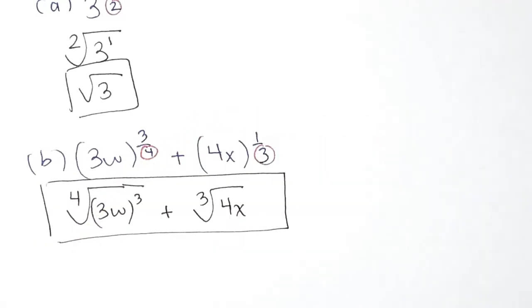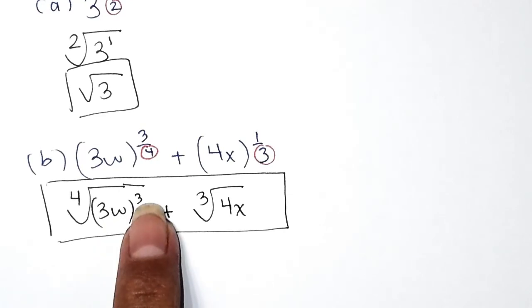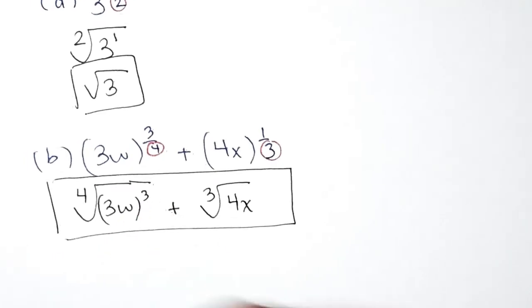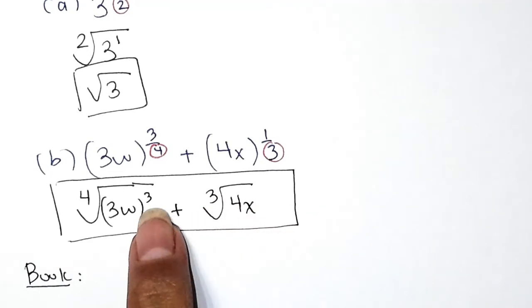Now, if you want to do what your book does, the book says this: wouldn't it be nice if we clean the radical so it doesn't have any exponents inside? Whatever, I don't really care. So let me just go ahead and write the book's version, and we're going to take this exponent outside.